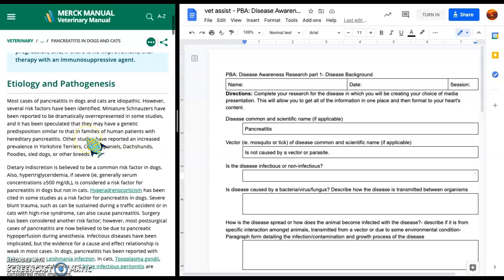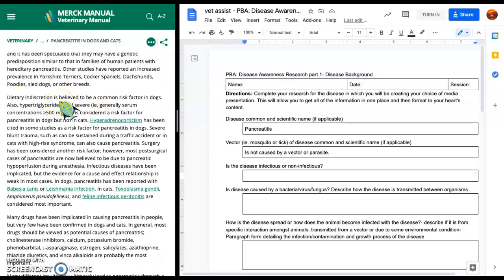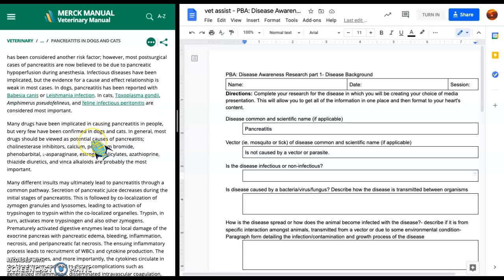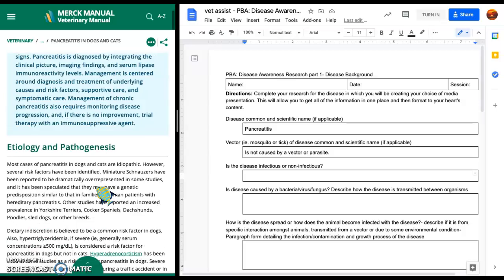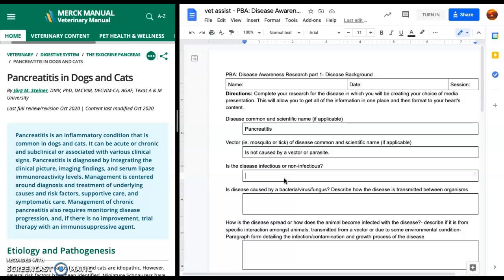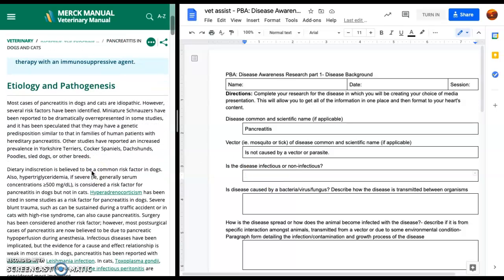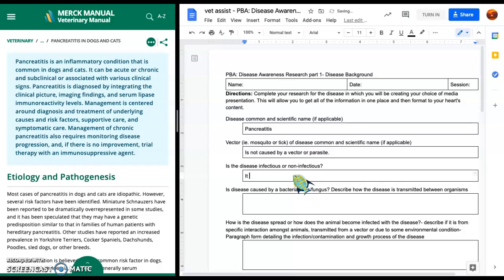So several risk factors are identified. Certain animals are predisposed to it. Dietary issues here. Some drugs. Alright, so there's a few different things, mainly by eating something, right? So mainly by ingestion is what's going to be causing that pancreatitis. Okay, so can I give my animal pancreatitis, can it be contagious? No, it's not. So it is a non-infectious disease. Alright, and then is the disease caused by bacteria? No, it's not.